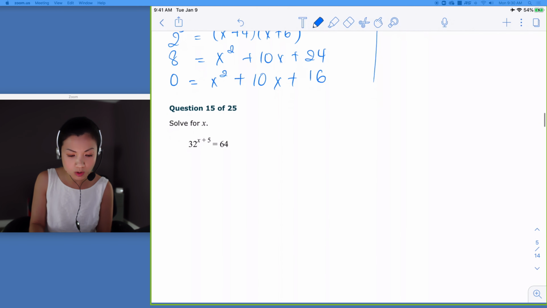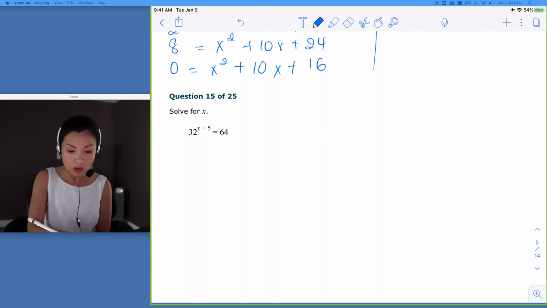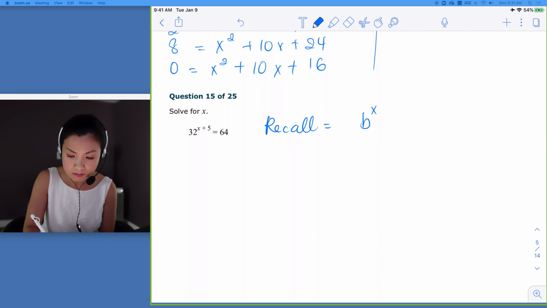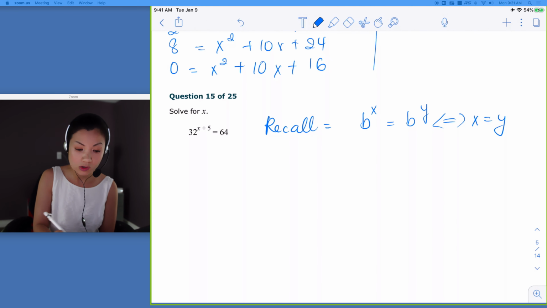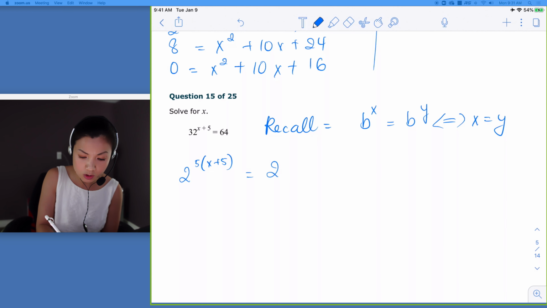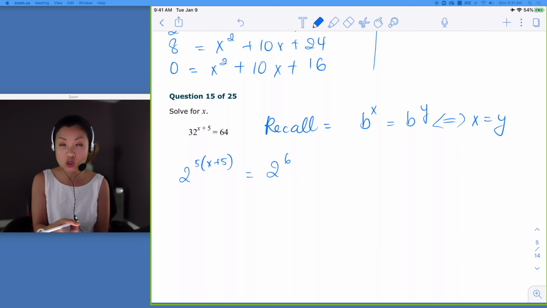Okay, moving on to number 15. So for number 15, you see that we don't have the same base. So recall, if you have the same base, b^x = b^y, then the exponents have to be the same. So if you can rewrite and make them into the same base, we are good. So we have 2 to the fifth power, x plus 5. Make sure you put the parentheses there. Now I have 2 to the 6th power. So it's important that you recognize that they share the same base, 2 and 2.